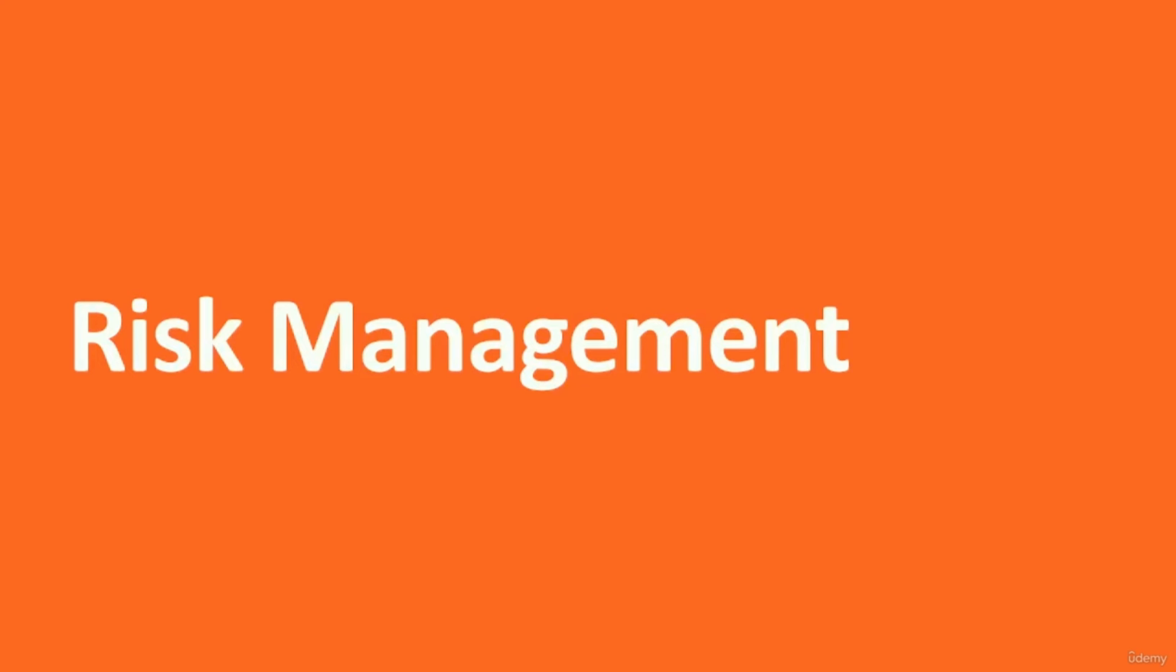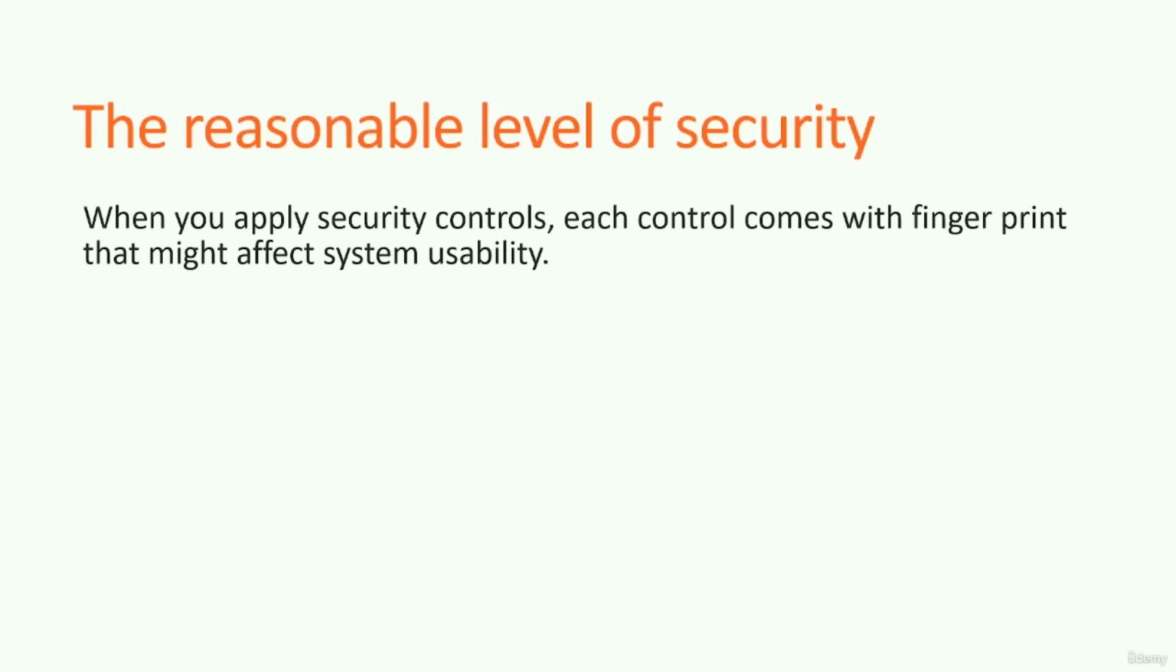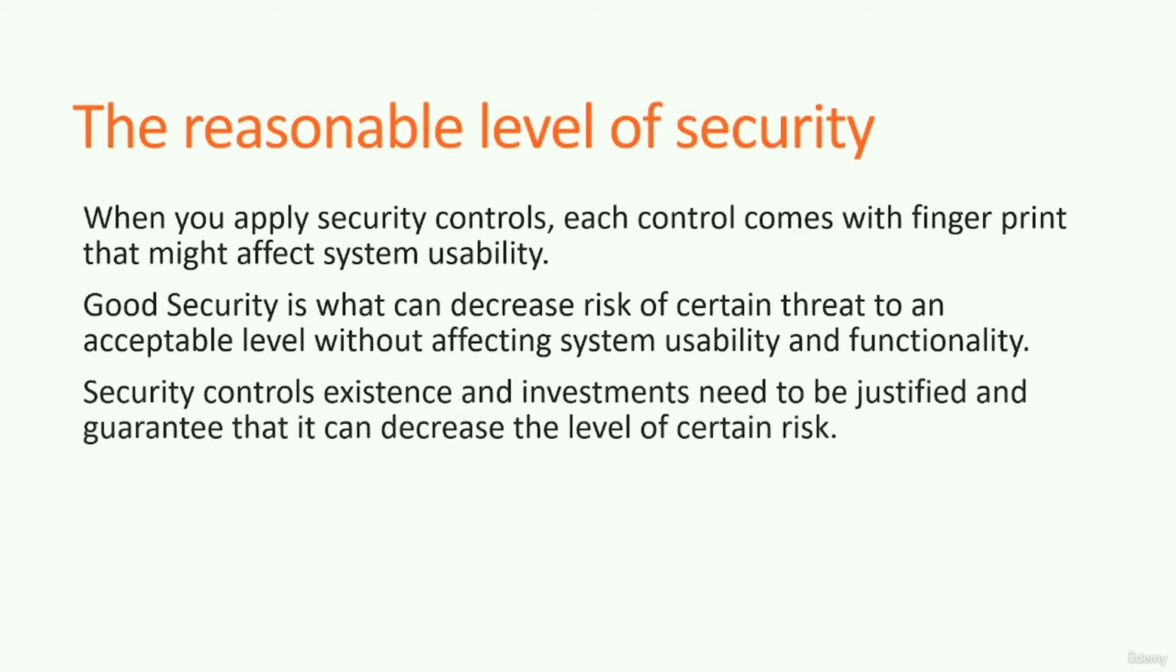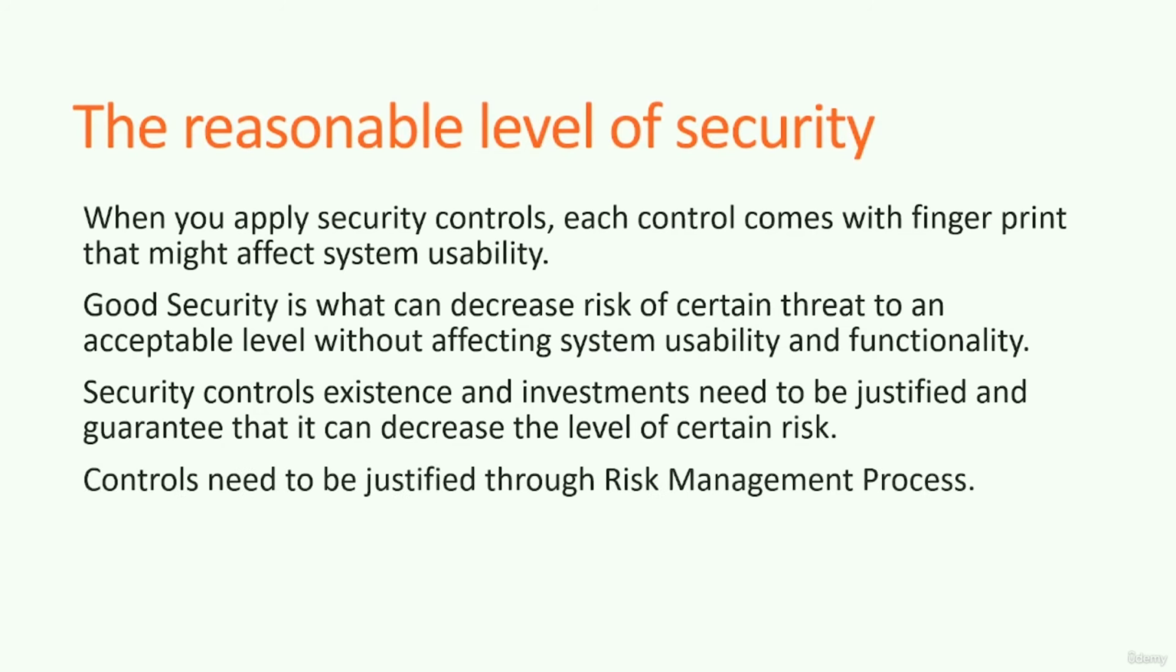So basically, risk management helps us determine what the reasonable level of security is. This is one of the key goals of risk management. When we apply a security control, each control might affect system usability. That's why we need to seek a balance between security and usability. This can be achieved by identifying the main goal of the control and linking it to a certain risk. When we select a control, we select the one that can help us reduce the identified level of risk to an acceptable level. So controls need to be justified through the risk management process.